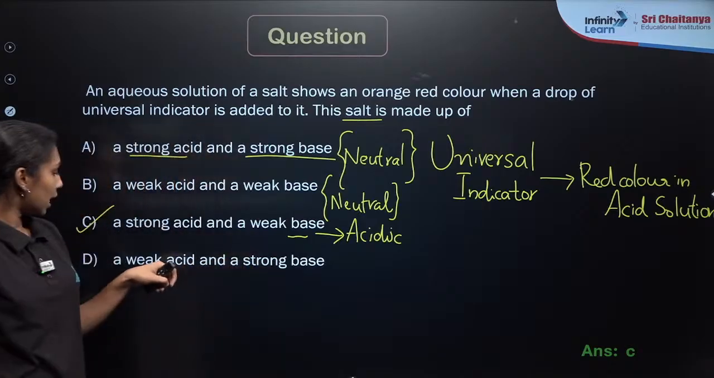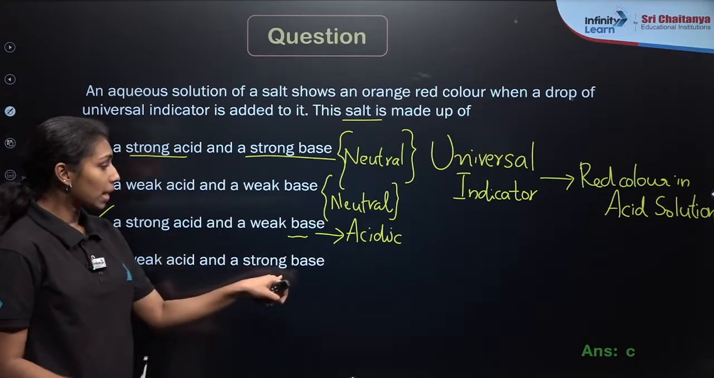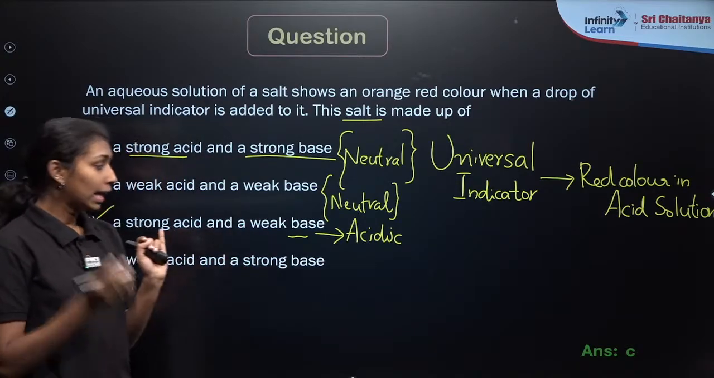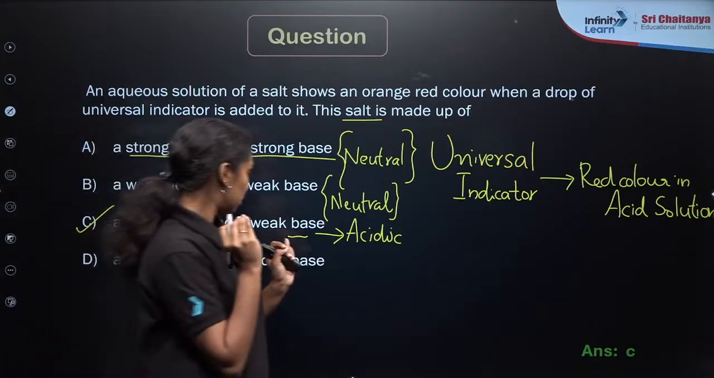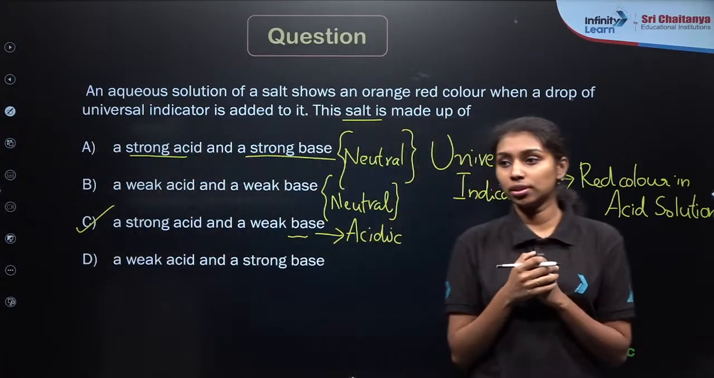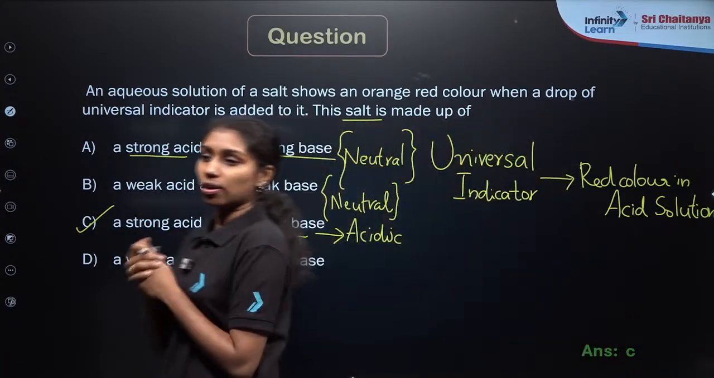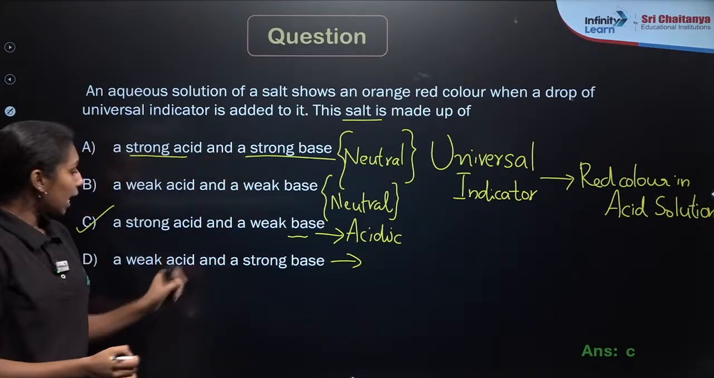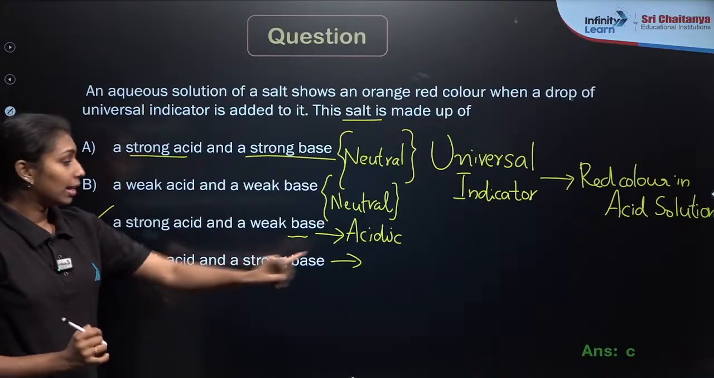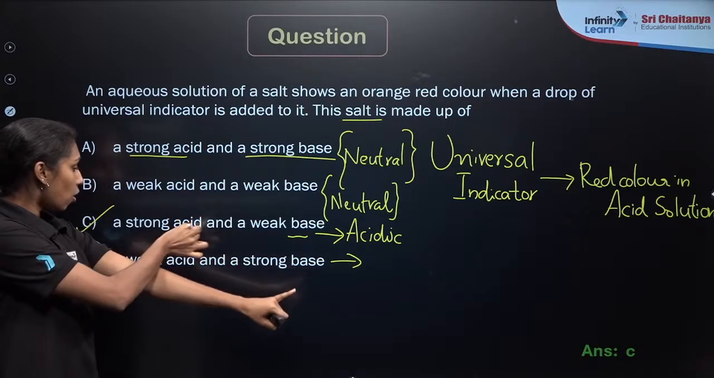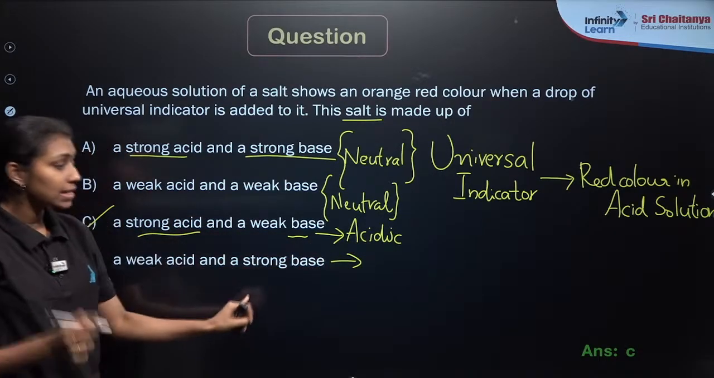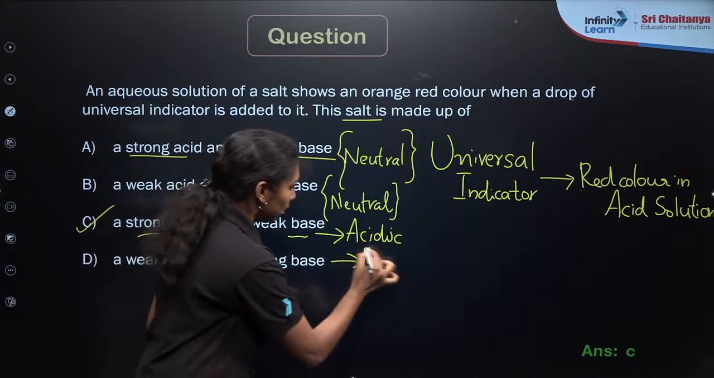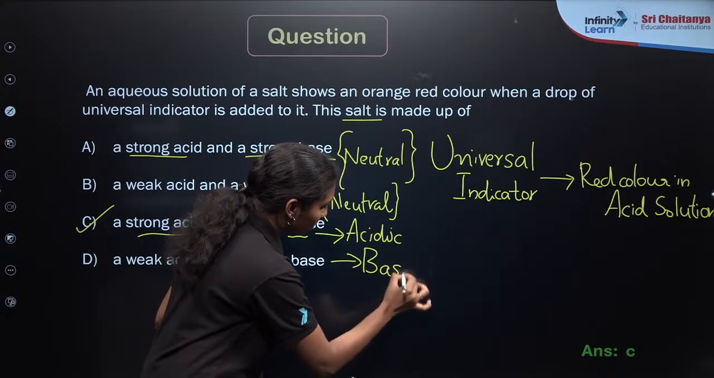Then the last case, weak acid and strong base. What will be the nature of the salt formed? We need to check the nature of the strong acid or base. In the case of an acidic salt, it comes from the strong acid. So in the case of a strong base, it will be a basic salt, right? Are you getting my point?